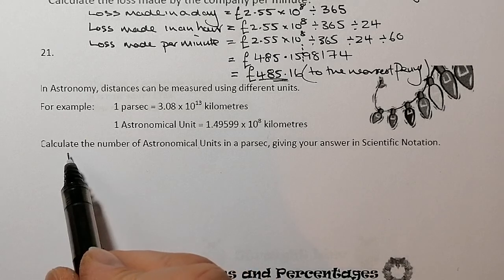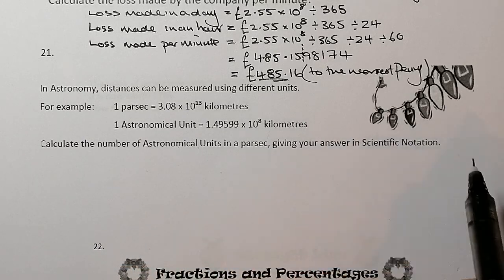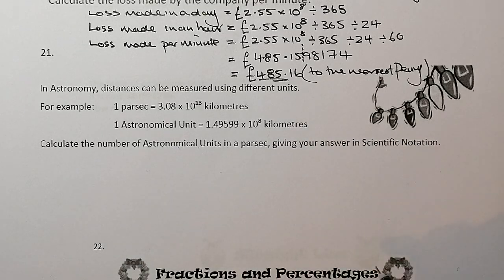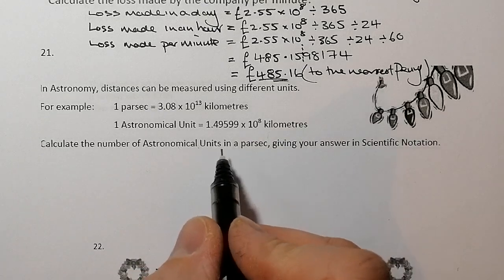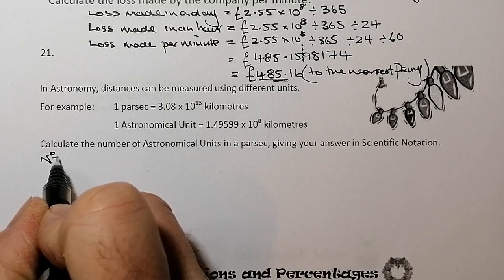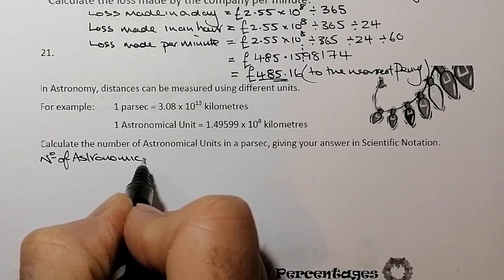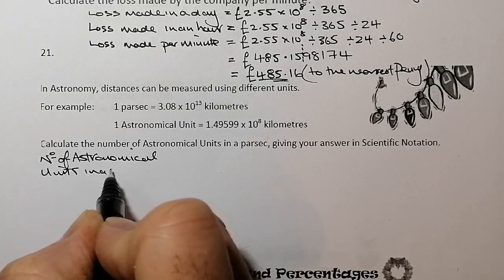What I have to do is calculate the number of astronomical units in a parsec, giving your answer in scientific notation. So at the end I'm going to change whatever answer I get into a times 10 to the power of type of answer. Right then, let's go ahead and do this calculation. We're going to work out the number of astronomical units in a parsec.